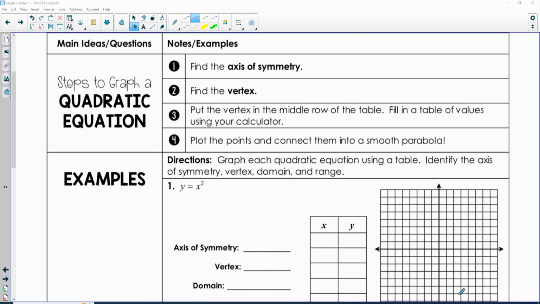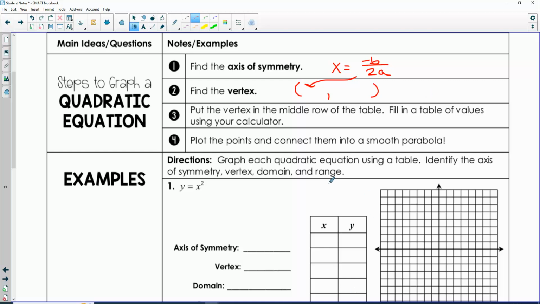So when we graph, first step is to find the axis of symmetry. When we did that yesterday, it's always x equals, what was it? Do you remember? Opposite of b over 2a. Find the vertex, which is an ordered pair. This x value is the first thing in the vertex, and then we plug that in to get y.